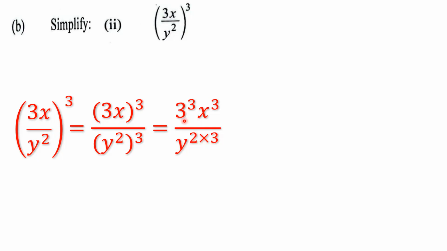And so we have 3 cubed, which is 9. I'm sorry, 3 cubed is not 9. 3 times 3 is 9. But 3 cubed, that's 3 times 3 times 3. That's going to be 27. And then we just put x cubed there. And then 2 times 3 is 6. So we have y raised to the power of 6. So we have 27x cubed all over y to the 6. There's nothing more that we can simplify here. So we leave it as is.